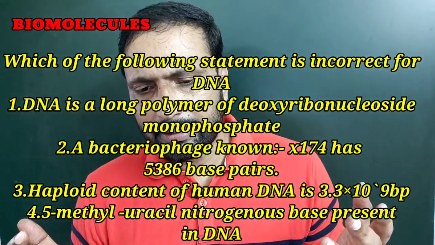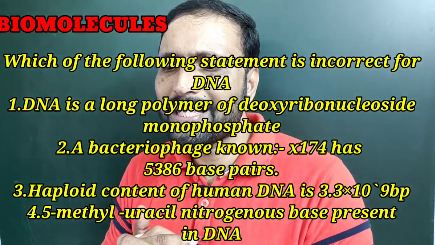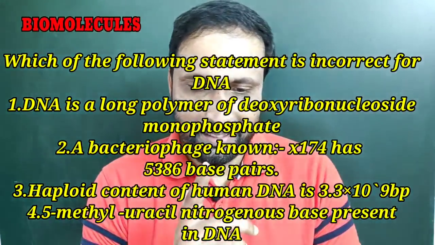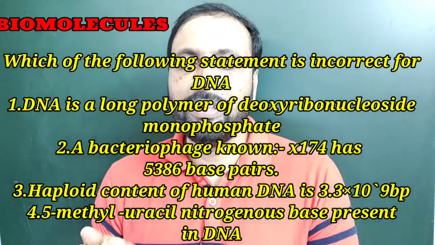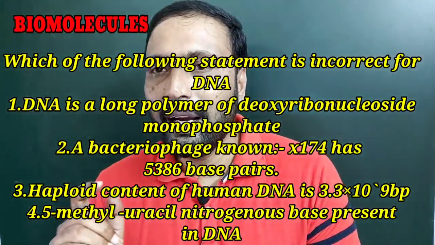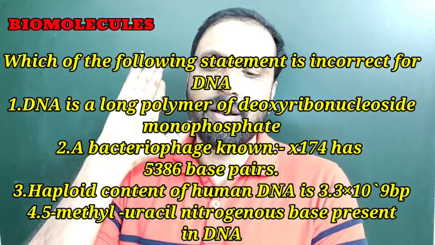First option is correct. DNA is a long polymer of deoxyribonucleoside monophosphate. Yes. Second option, a bacteriophage known as phi X174 has 5386 nucleotides. So second option is wrong.